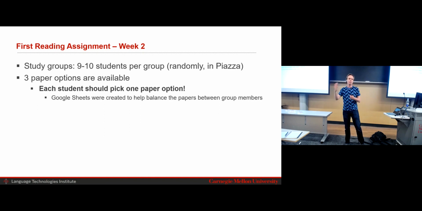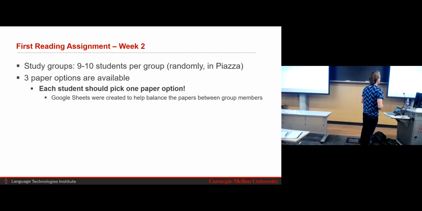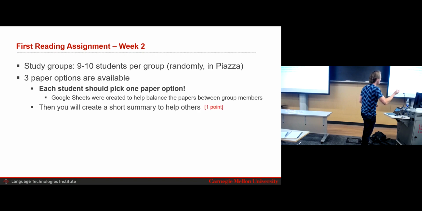We may change it halfway, but the idea is you have a discussion group and you're kind of doing work for them, because you're going to read one paper, summarize it, and then eventually read the other summaries from others. So you get four papers for the price of one, because you get the papers you've read, and then you get the summaries. You get 1 point for the summary that you make of the paper.